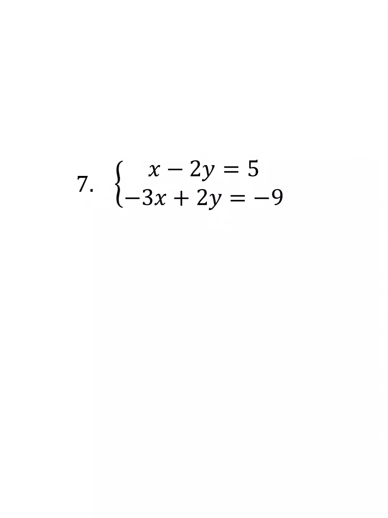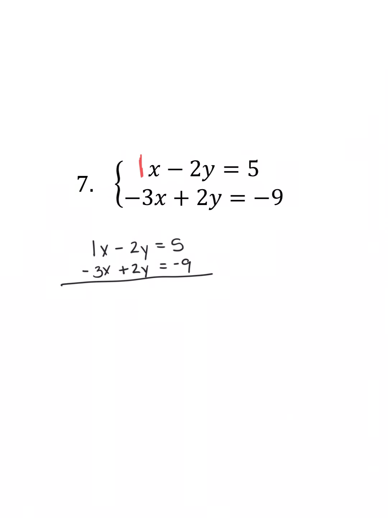Okay, I'm gonna look. Are there any numbers that are missing? Yes, I don't have a 1 right here. So I'm gonna go ahead and put that 1 in there. Okay, and then I'm gonna rewrite. So I'm gonna say 1x minus 2y equals 5. And right under it, I'm gonna say negative 3x plus 2y equals negative 9.